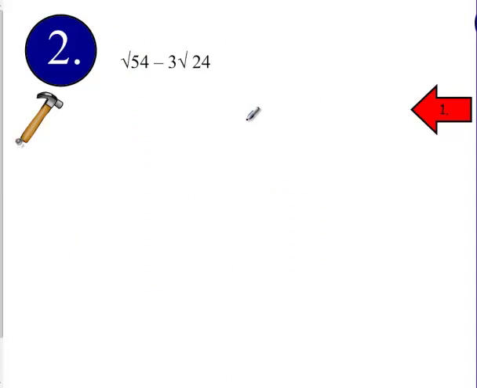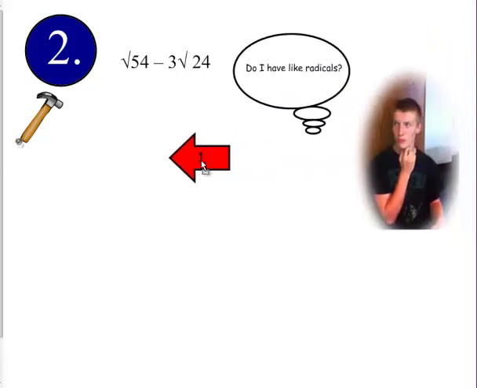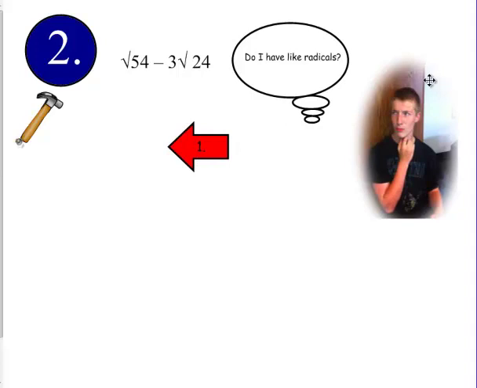Uh-oh. Hey, Jack, can you help me again? Do I have like radicals? No, I don't have like radicals. This is a radical 54. This is a radical 24. They are not like radicals. So we still have an unhappy Jack over here. But we have another friend who can help us.